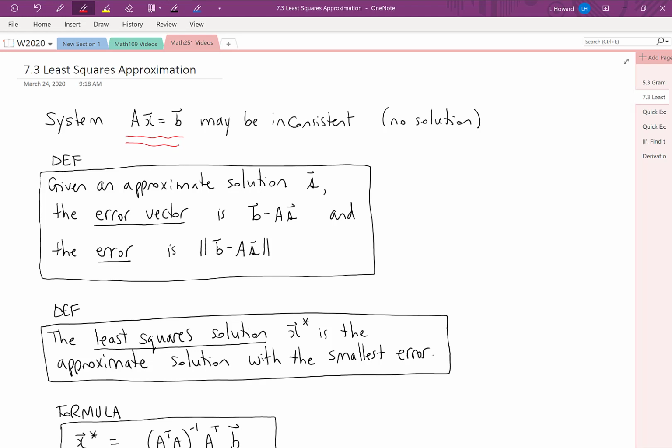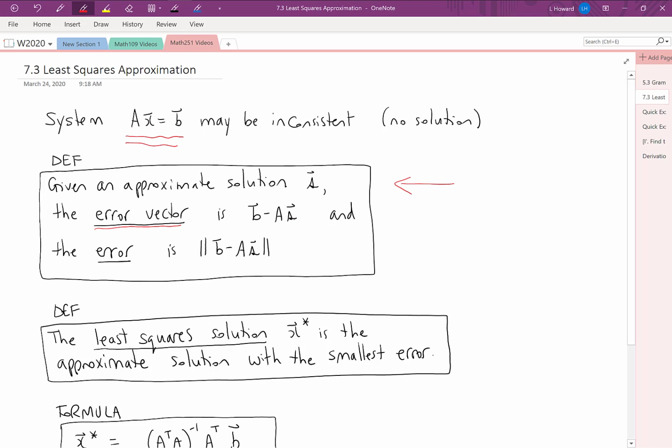And what we want to talk about in this section is how to find the best possible solution to a system that is not actually solvable. So towards that end, let's look at a first definition here. Let's say that we're given an approximate solution to the system, and we'll call that vector s. We're going to introduce what's called the error vector, and the error vector is going to be the vector b minus As. So let's think about why that would make sense.